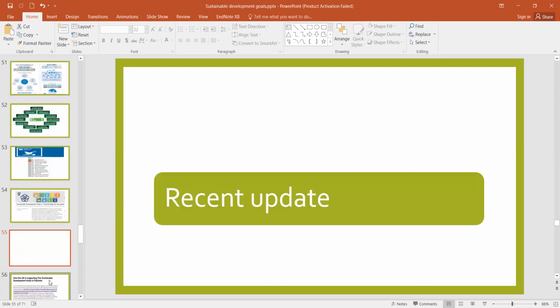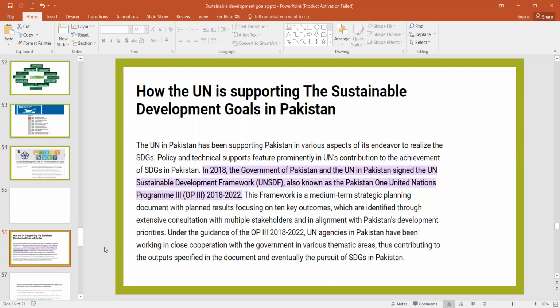Now it's time for recent updates. In 2018, the government of Pakistan and the United Nations in Pakistan signed the UN Sustainable Development Framework, also known as the Pakistan One United Nations Program 2018 to 2022.